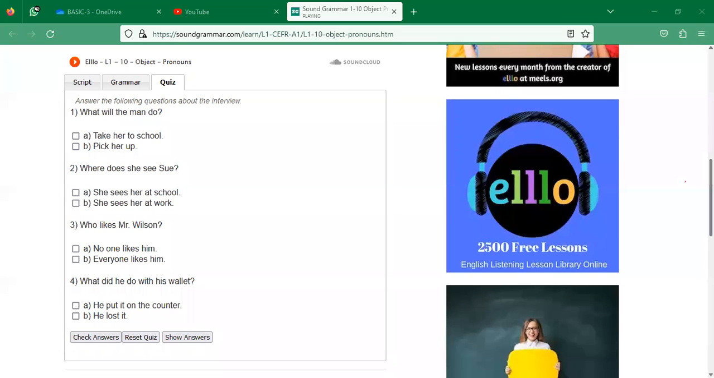Conversation 3. Who is your teacher? My teacher is Mr. Wilson. I like him a lot. Why do you like him? Well, he is nice and he always helps me with my homework. He sounds nice. He is. We all love him.